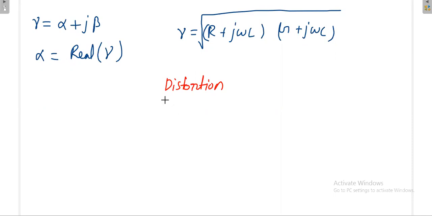Okay, then look, generally there are 3 distortions: amplitude distortion, frequency distortion and phase distortion. Another name for phase distortion is delay distortion. Now we will see only 2 types of distortion that are relevant to our discussion now, that is frequency distortion and phase distortion or delay distortion.